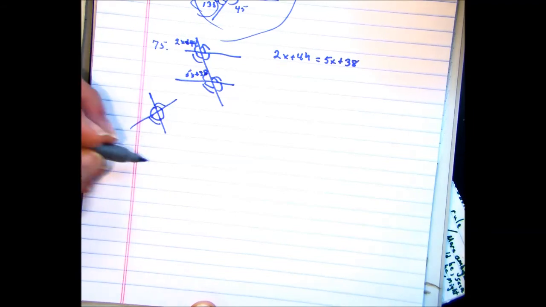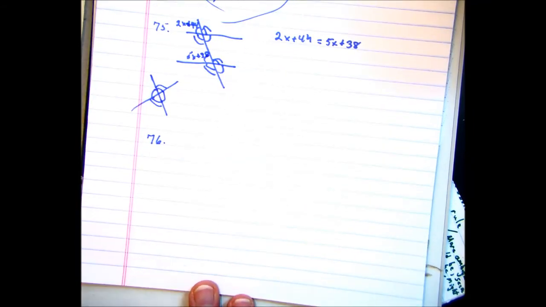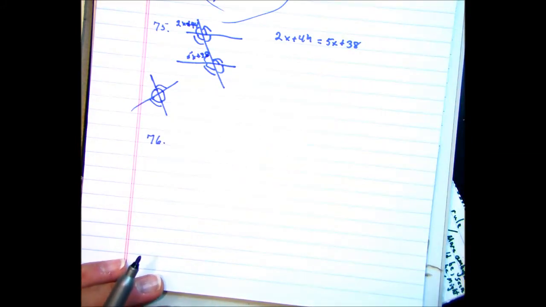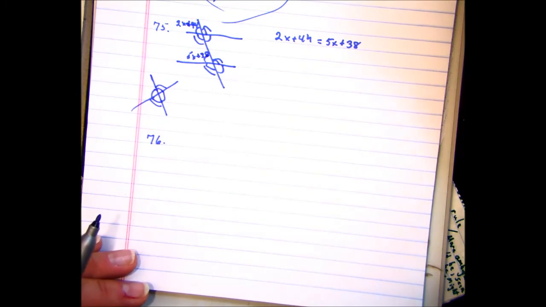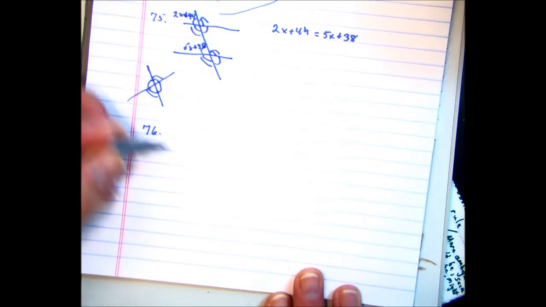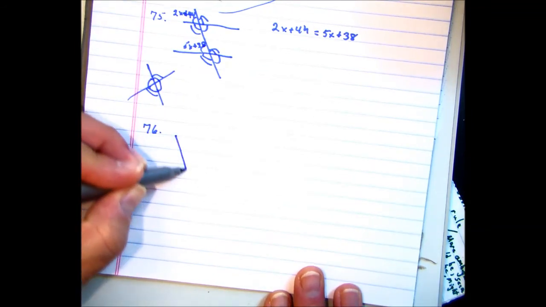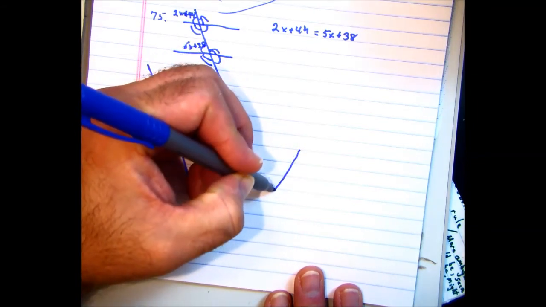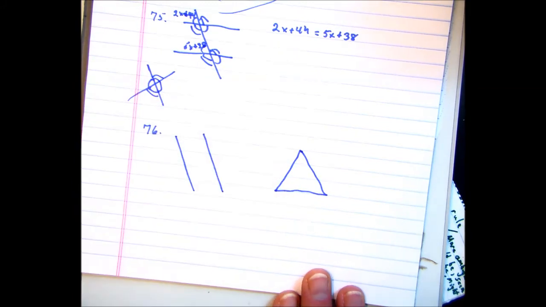All right, 76. 76 looks different because they have parallel lines and they have a triangle, and they have two transversals. So you have to be careful because of the two transversals. When you draw this one, there's a triangle in there too. Okay, so you separate them.